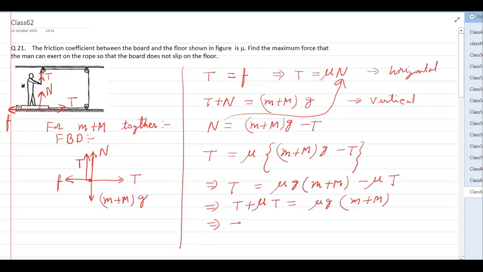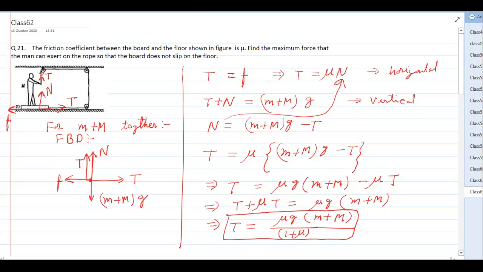So how much is T? That is mu g divided by 1 plus mu, times m plus M. Okay, so in this way we can find. So this is the tension applied on the string. This is the maximum tension which we can apply, the maximum force which the man can apply on the string, so that the board will not slip. Okay, so this will be the answer. In this way we can find.